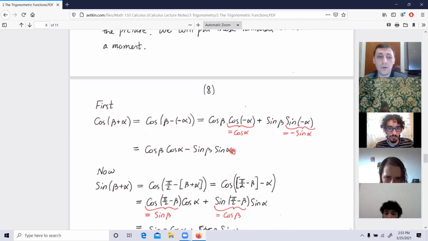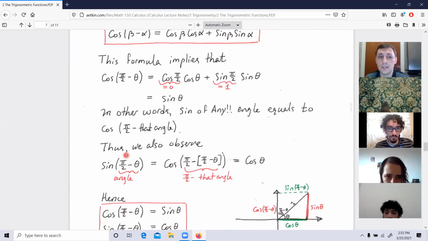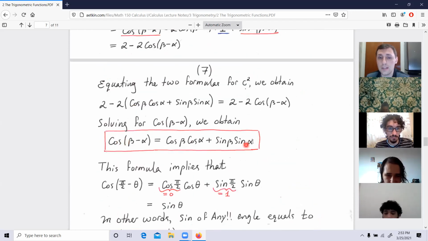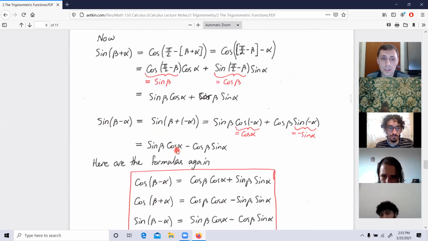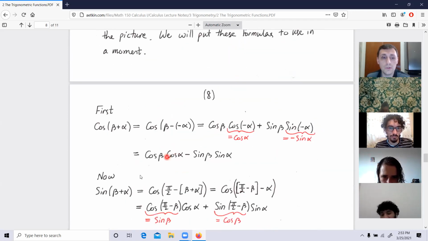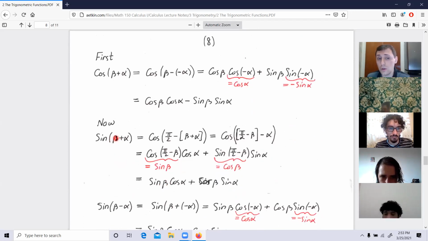Now, finally, I want to know what is sine of beta plus alpha. You see, as soon as I have this formula, this was the difficulty, right? I rather fast can establish the remaining formulas. So for instance, what is sine of beta plus alpha? I can convert it to cosine. This is cosine of pi over 2 minus beta plus alpha. You agree? And this I can rearrange to be cosine of pi over 2 minus beta minus alpha.